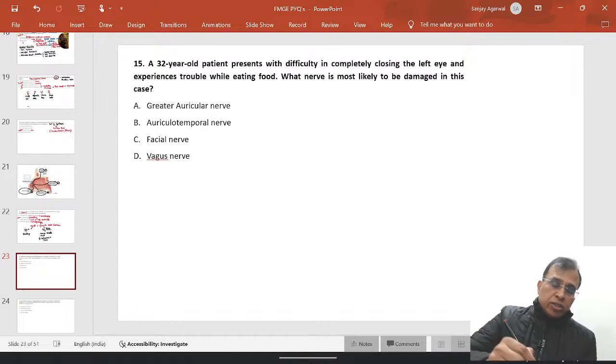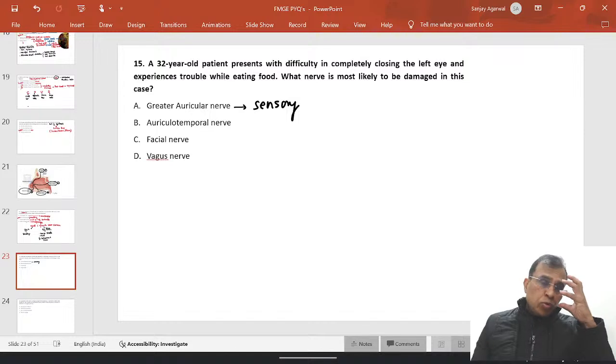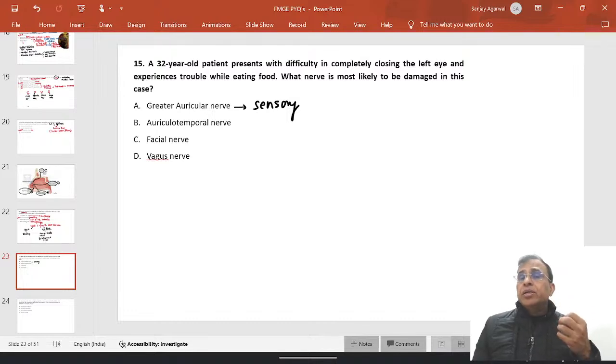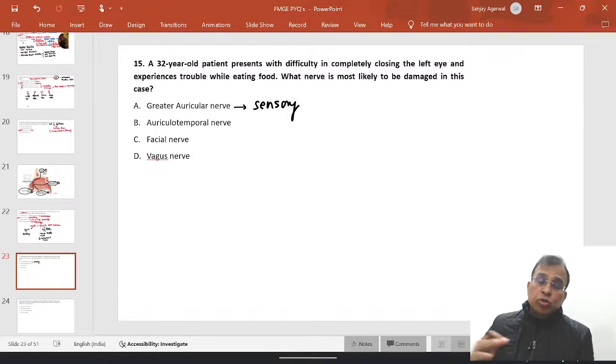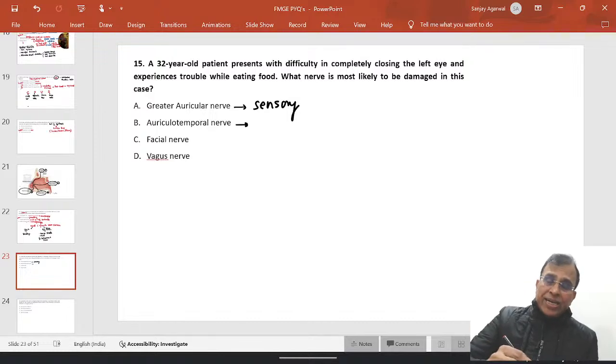Now, the greater auricular nerve is mainly a sensory nerve. See, both these problems: if you are not able to close the eye, it is due to muscles. So it's a motor nerve. It has to be a motor nerve. And when you are chewing the food, trouble in eating the food, that also uses chewing, and chewing is controlled by the masticator muscles. So only a sensory nerve cannot cause both things together. And the auriculotemporal nerve is also by and large a sensory nerve.